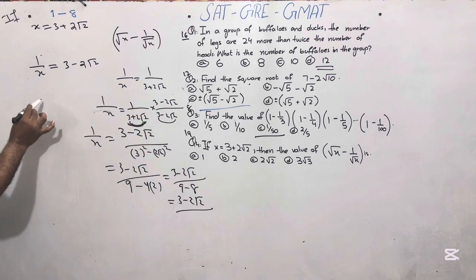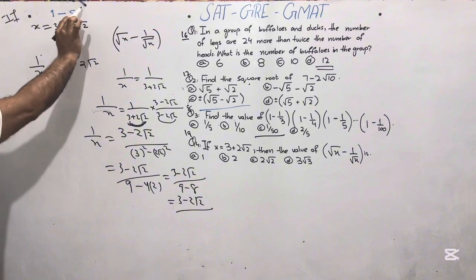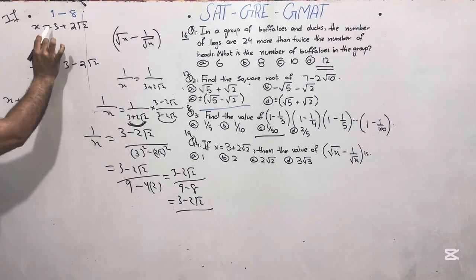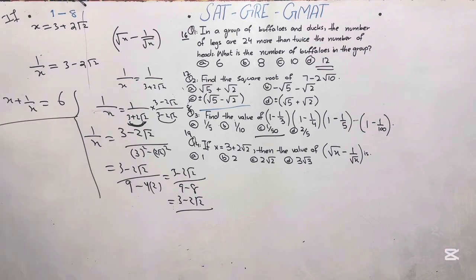Now, a twist in the tail. Add them up, x plus 1 over x. The 2 times root 2 terms, positive and negative, cancel out. 3 plus 3 becomes 6.